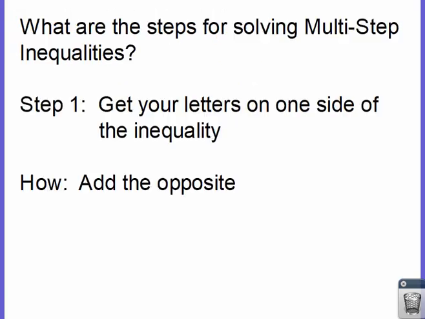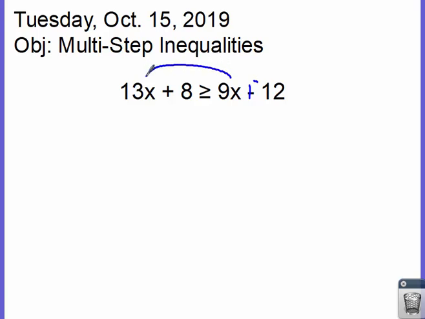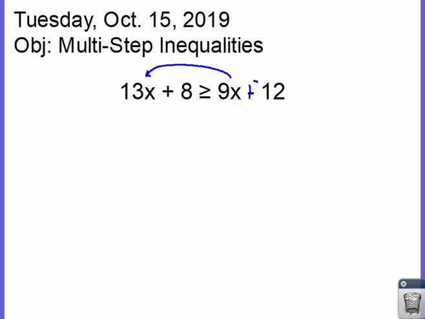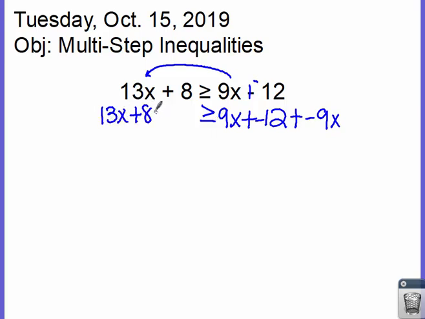And my step 1 told me to get my letters to one side of the inequality. So the 9x, I'll move it over here to the 13x. And it told me how to do it by adding the opposite. So the opposite of positive 9 is, correct, it is negative 9x, okay? So I will have 9x plus negative 12 plus negative 9x on this side. I go over to my left side, I have 13x plus 8 plus negative 9x.